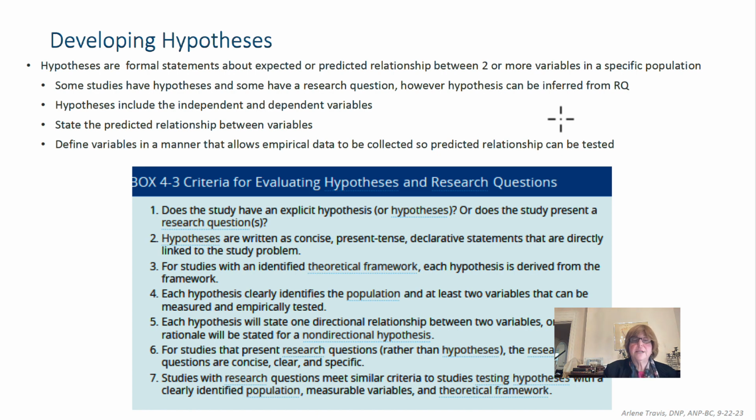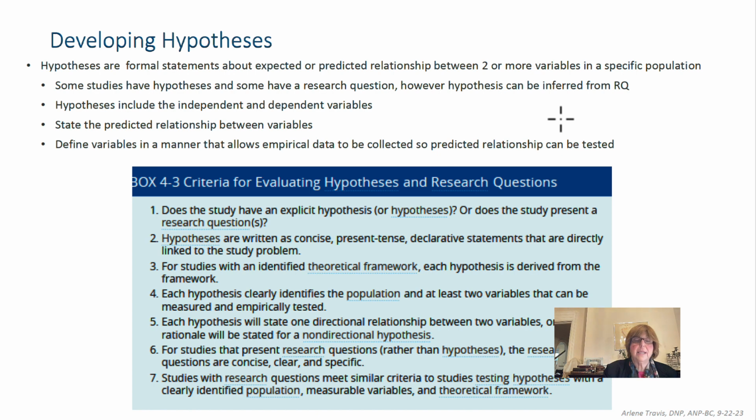Describe the study. The criteria for evaluating hypotheses and research questions is, does the study have an explicit hypothesis or hypotheses? Or does the study present a research question? A hypothesis is written as a concise, present tense, declarative statement that is directly linked to the study. For studies that have identified theoretical frameworks, which are both those studies that I've asked you to look at, one has a theoretical framework and one has a conceptual framework, each hypothesis is derived from the framework, and each hypothesis clearly identifies the population and at least two variables that can be measured and empirically tested.